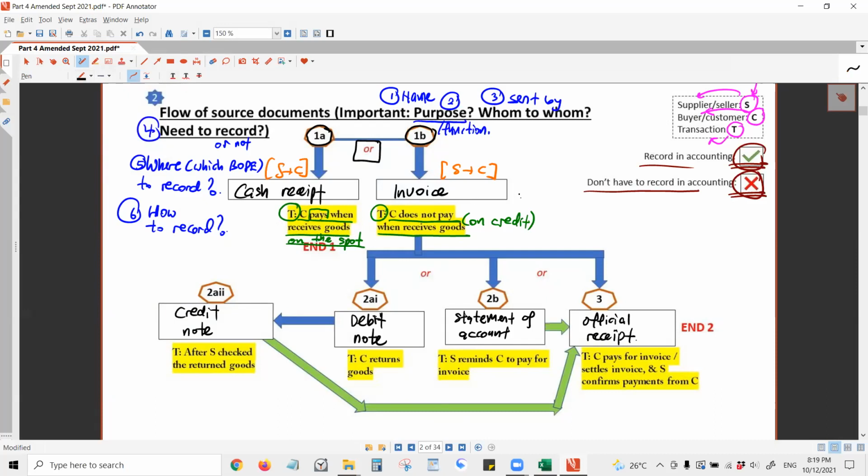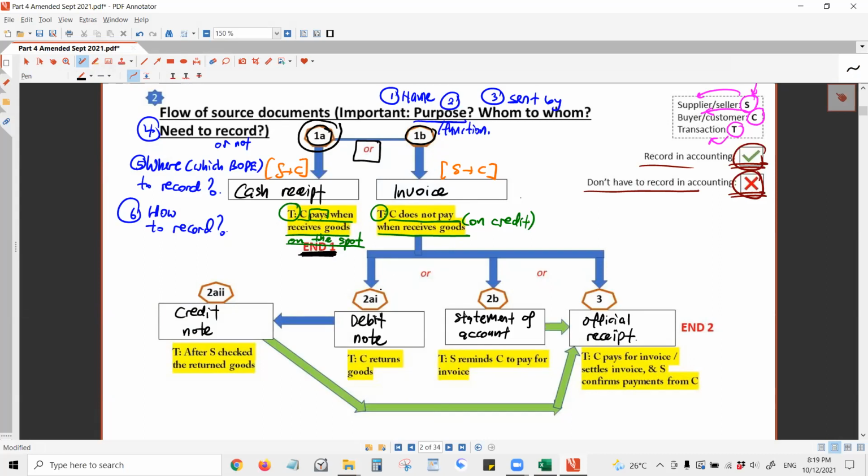And that's it for the A1 document. Because we have sent goods to the customer, we have also collected the money, right? Therefore, here can be considered as ending one. End of story, because we have collected the payment. Agree? For 1B, there are more stories to it.